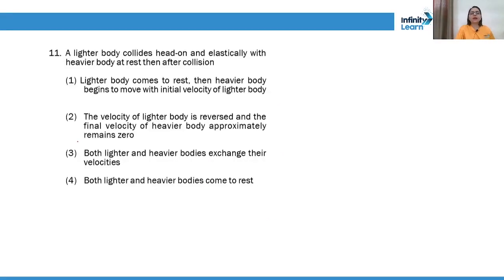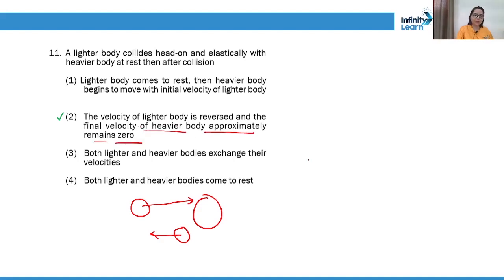Question number 11. A lighter body collides head-on and elastically with a heavier body at rest, then after collision. So this is the special case of elastic collision. If a lighter body collides with a heavier body and the nature of the collision is elastic and head-on, then after collision, the lighter body will change its direction and move with the same speed, and the heavier body will not move. It will remain approximately at zero speed. Right? So the correct answer is option 2. The velocity of the lighter body is reversed and the final velocity of the heavier body approximately remains 0.